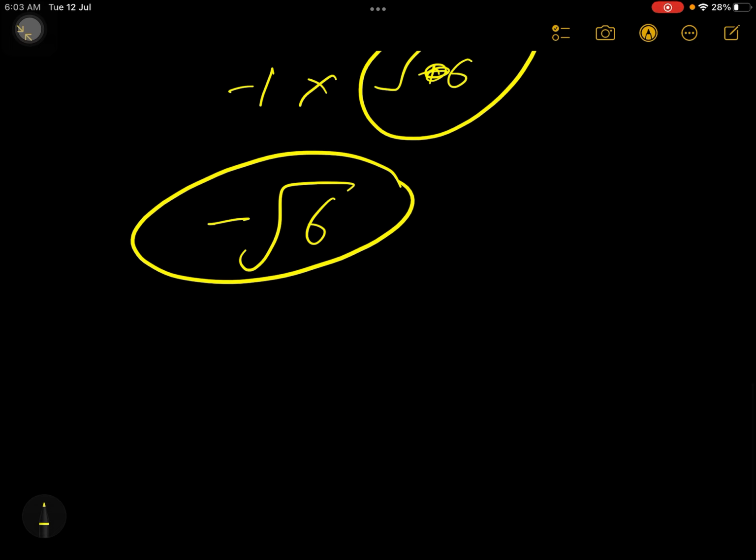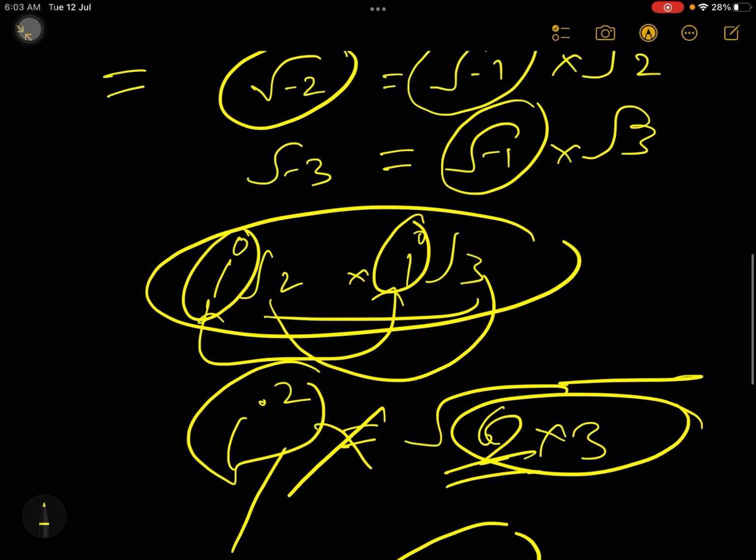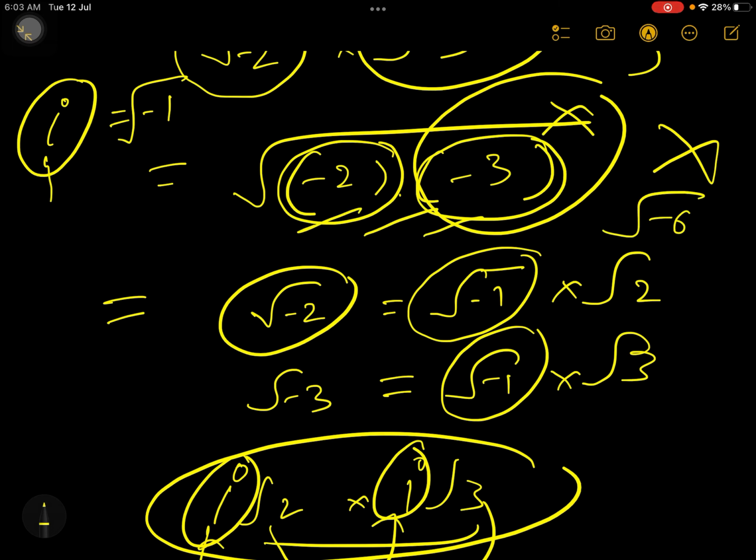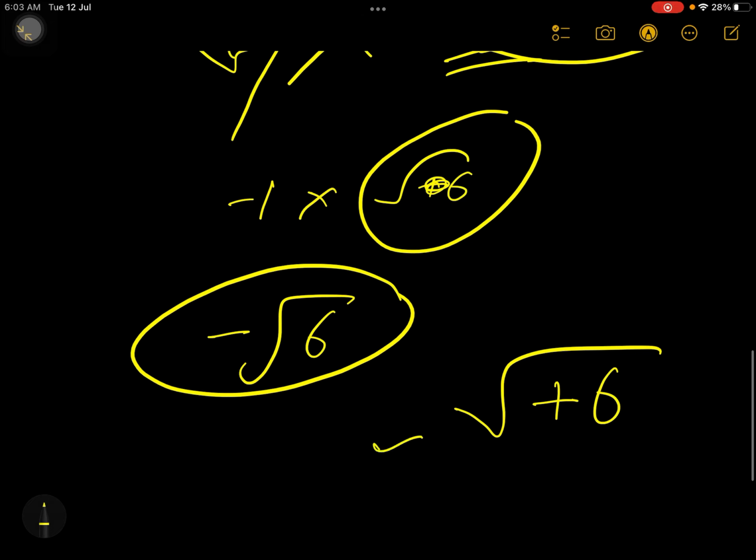Most of the students may do this as under root minus 6, or they may think under root plus 6. They may think that they are going to multiply like this, minus root 2 and minus root 3, so they may think they are getting under root minus 6 or under root plus 6, or they may have confusion. So this is the right answer and this is the right approach.